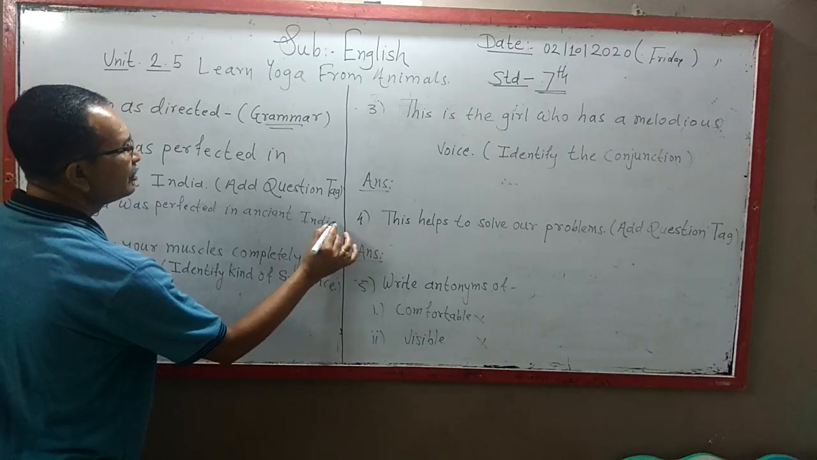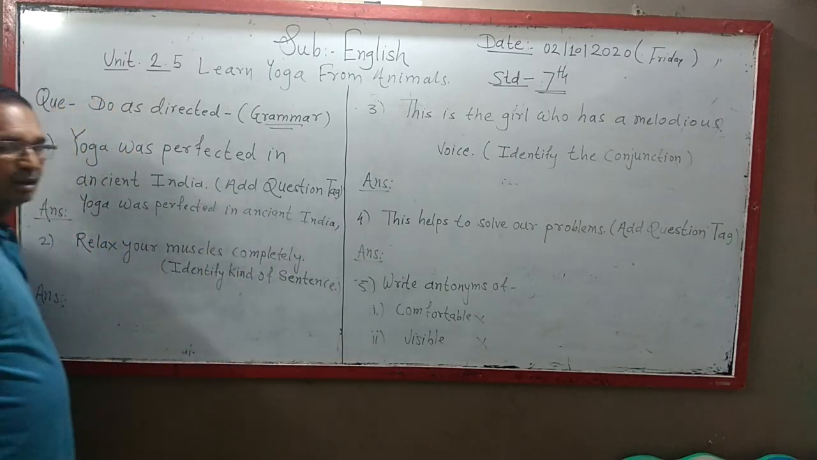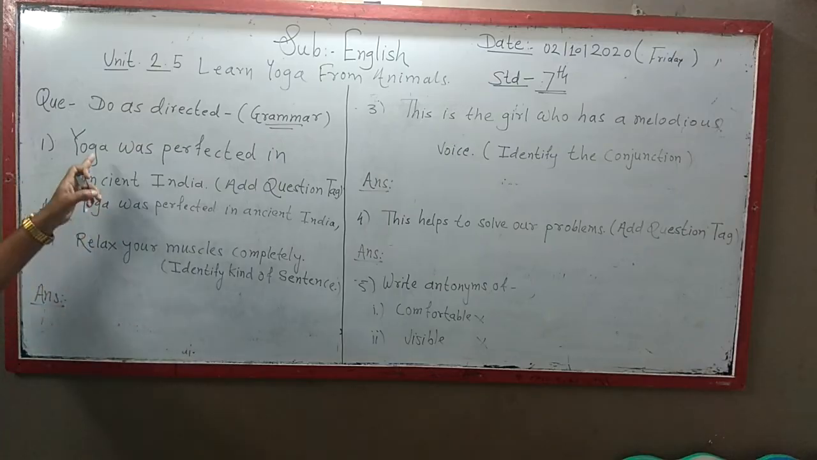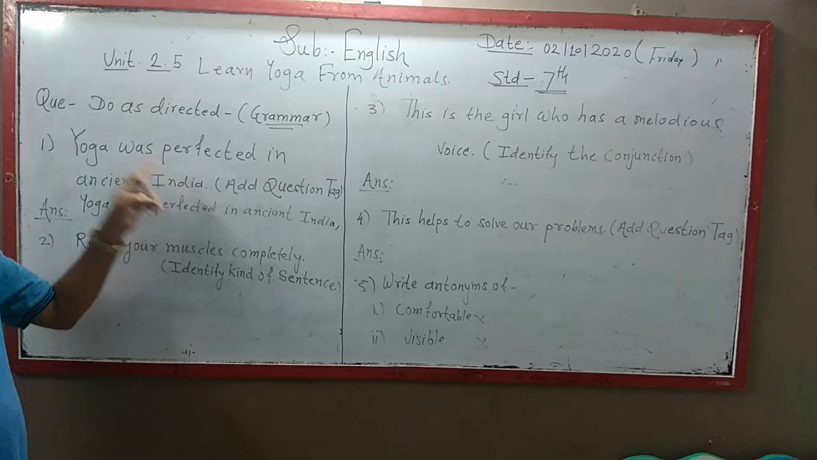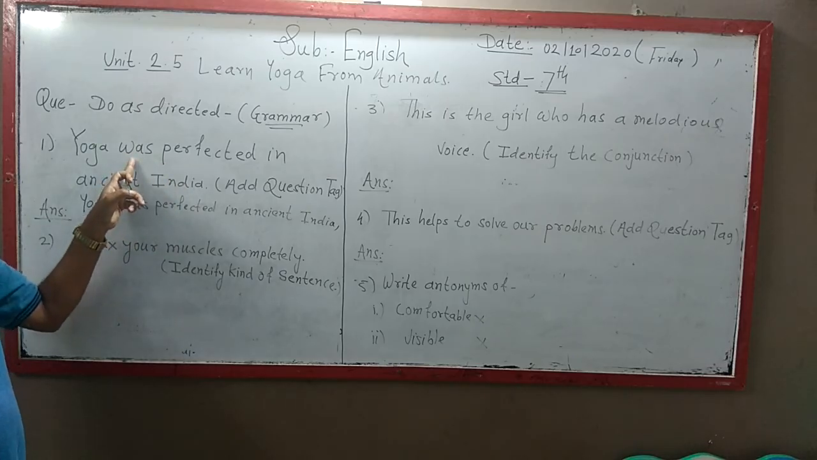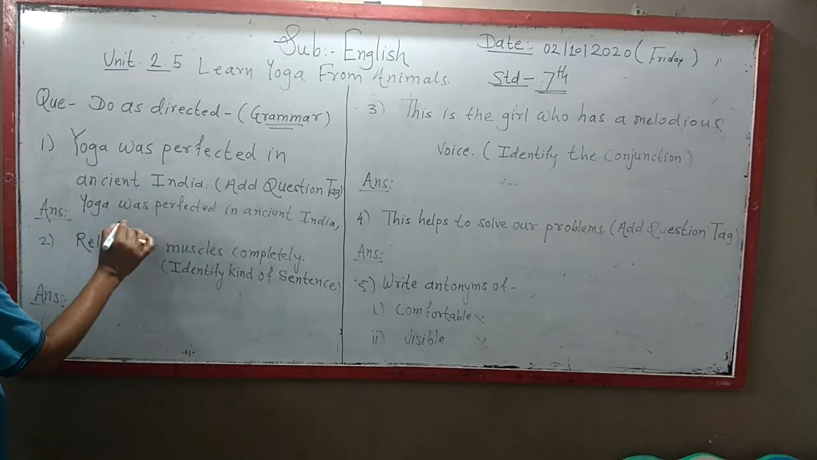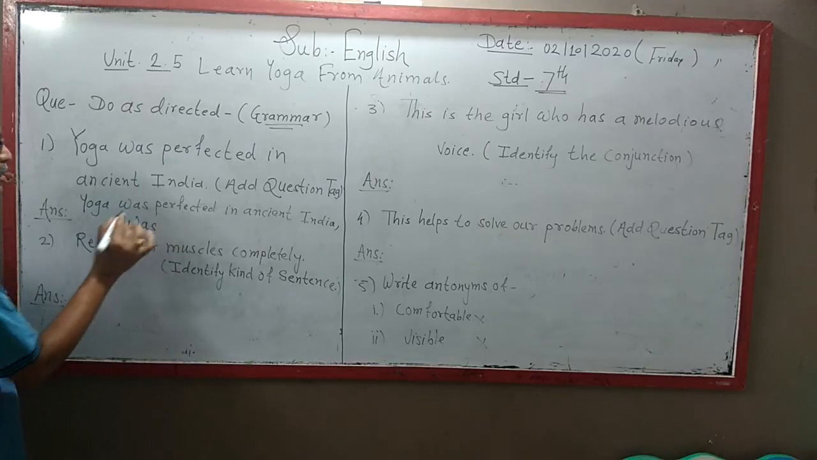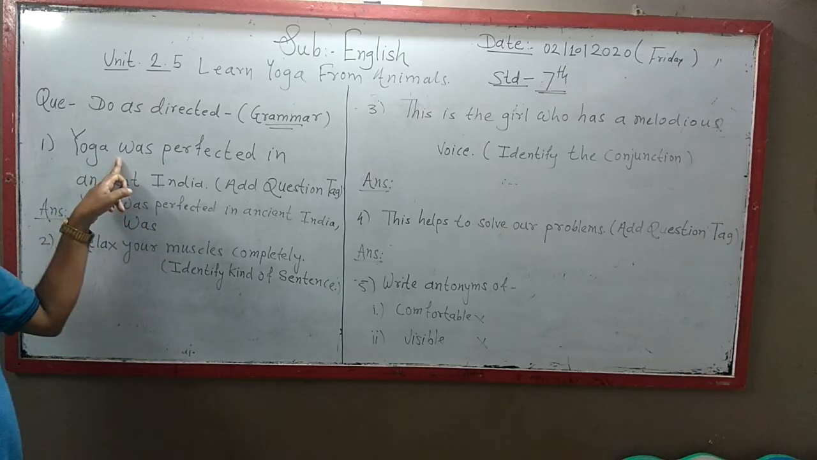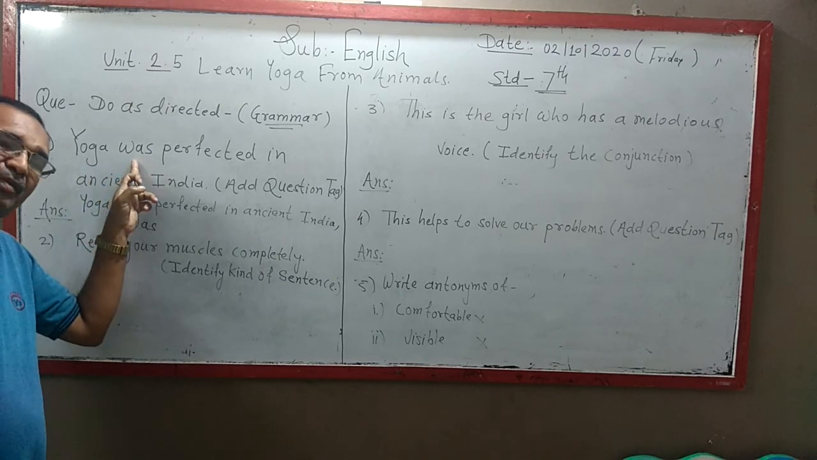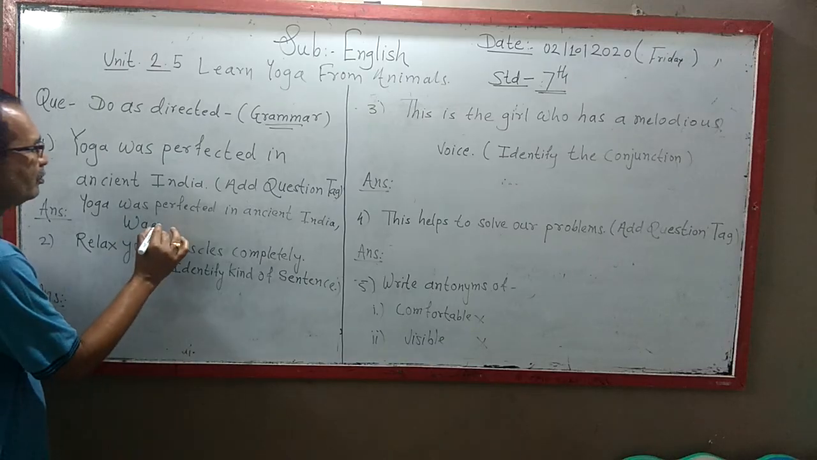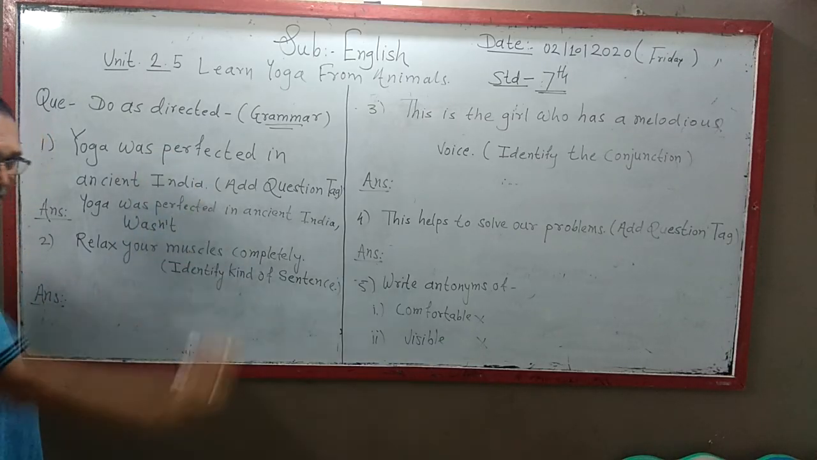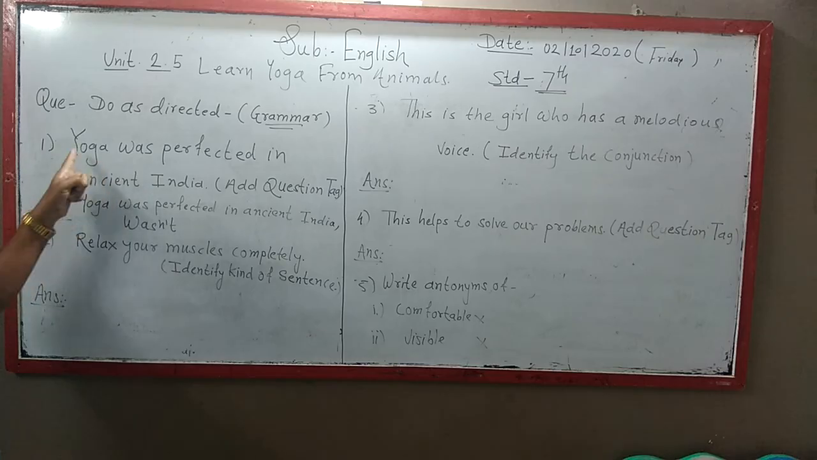After writing the sentence, you have to put a comma after the sentence. See here, in this sentence, Yoga was perfected in ancient India, there is an auxiliary verb, a helping verb, was. So we have to write it as it is, was. But the sentence is affirmative. When the sentence is affirmative, while changing into a question tag, it becomes negative, which means we have to add not here. So wasn't.